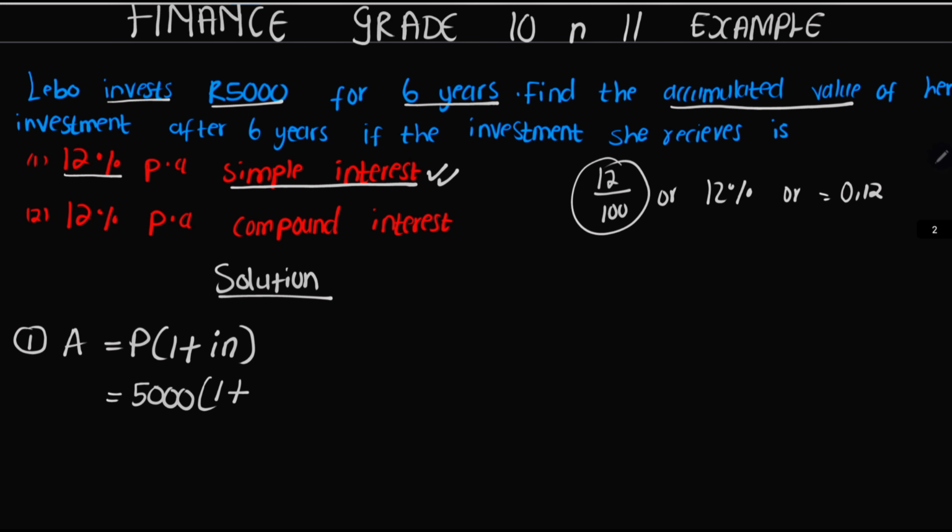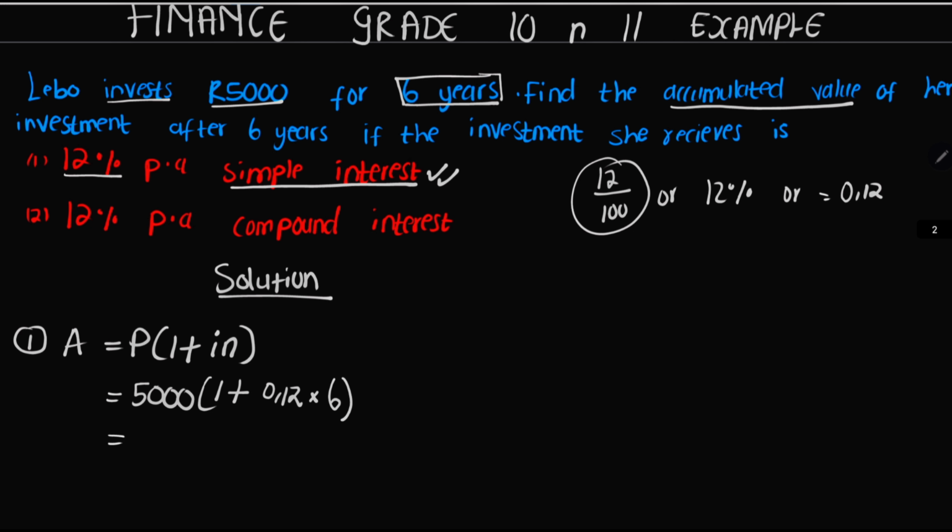Okay, let's do it. I just have my calculator, and I'm going to say 12 divided by 100, and my answer is 0.12. Then I'm going to multiply it by the number of years, which is 6 years. So I'm going to multiply it by 6.